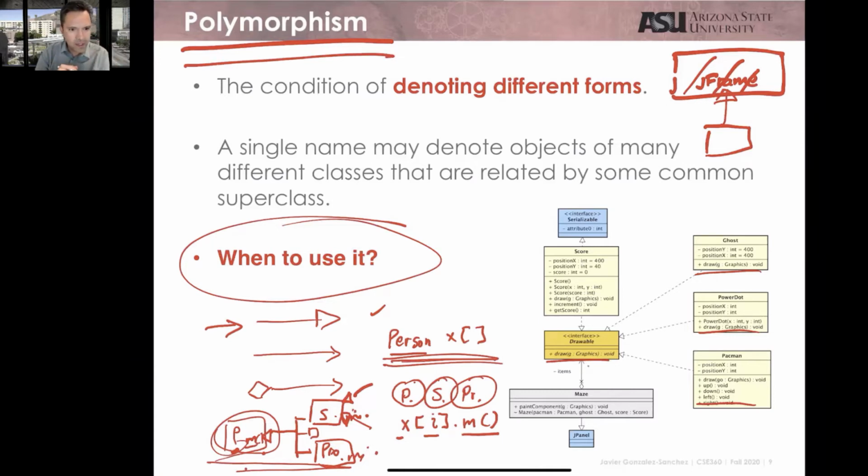So encapsulation, abstraction, relationships. One of the most important, if not the most, is inheritance. And with inheritance, I achieve polymorphism. And those are my main principles.